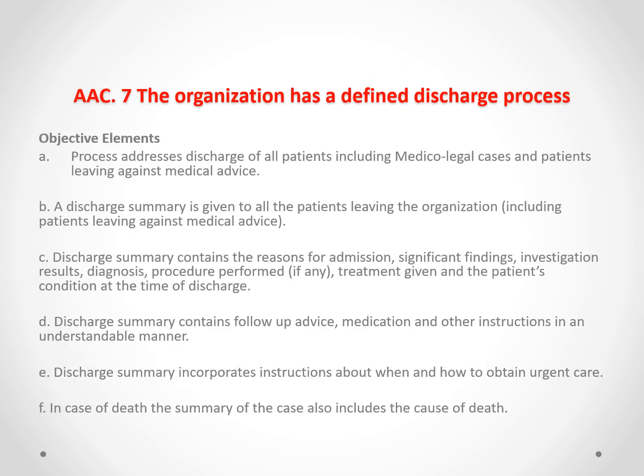The organization has a defined discharge process. The process addresses discharge of all patients, including medico-legal cases and patients leaving against medical advice. A discharge summary is given to all patients leaving the organization, including patients who leave against medical advice. The discharge summary contains the reasons for admission, the clinical findings, investigation results, diagnosis, procedures performed, treatment given, and the patient's condition at the time of discharge. It contains follow-up advice, medication, and other instructions in an understandable manner. It incorporates instructions about when and how to obtain urgent care. In case of death, the summary of the case also includes the cause of death.